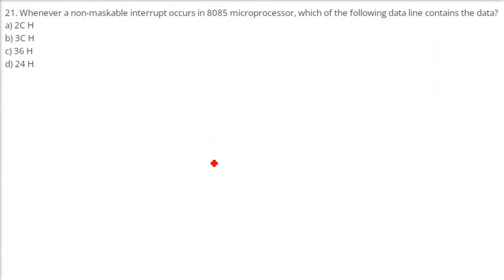Whenever a non-maskable interrupt occurs in the 8085 microprocessor, which of the following data lines contains the data? We'll talk about this in the later discussion.